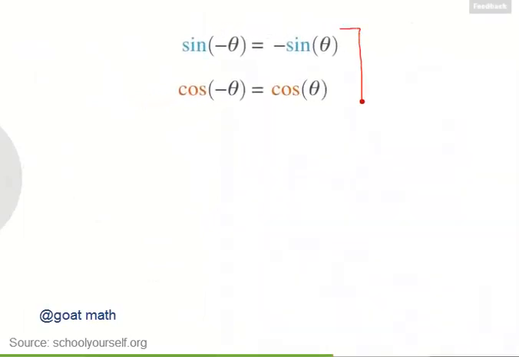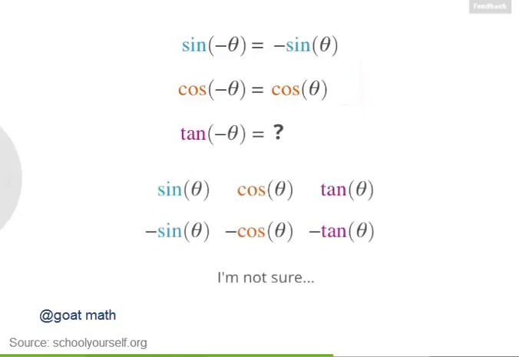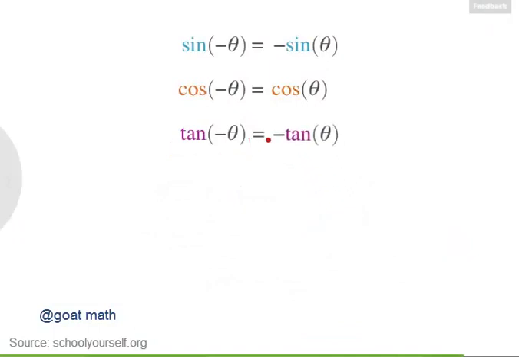Try using these two identities to find an equivalent expression for the tangent of negative theta. So the tangent of negative theta equals the negative tangent of positive theta. So here are the three trig identities for negative angles. And remember, they're true for any angle you pick.